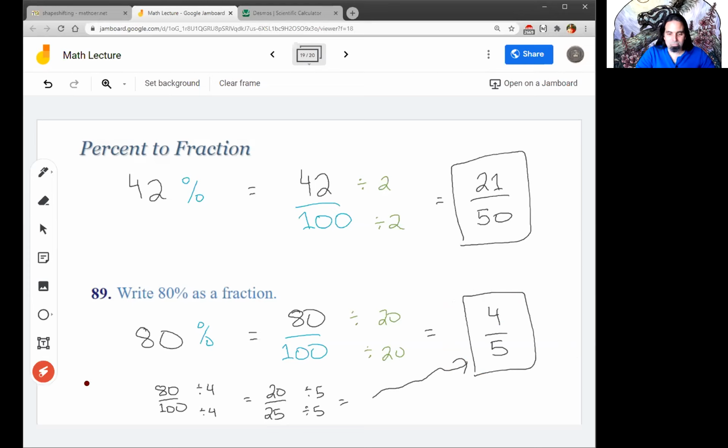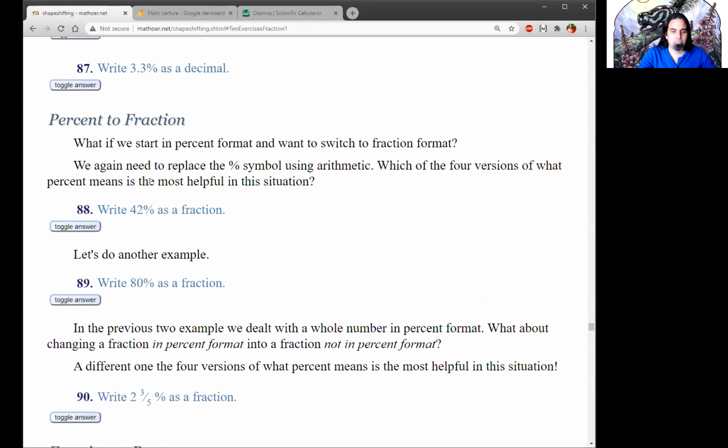So that's percent to fraction. Simple process: write it over 100 and see if you need to simplify.